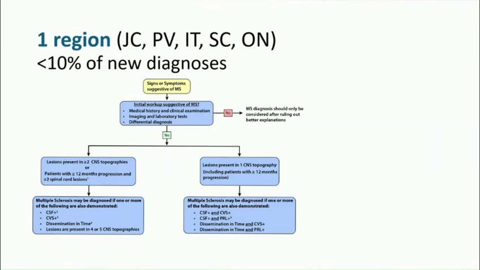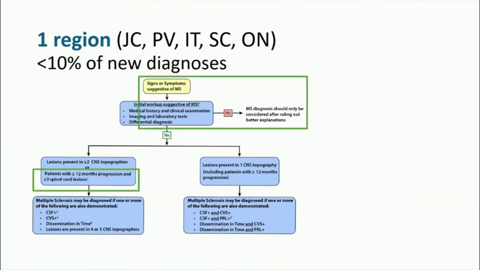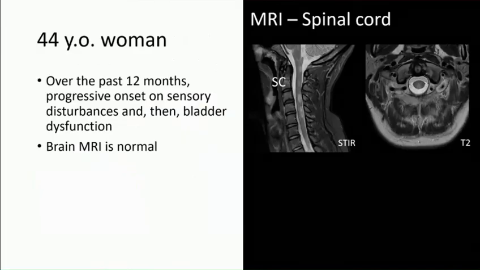In a limited number of cases, which here we have estimated below 10%, we saw in clinic people with only 1 region affected. I know it's a small number of patients, but possibly it's the most interesting patients that we might see in clinic. We have 2 different possibilities. The first possibility is people with progressive onset MS and at least 2 spinal cord lesions. The second possibility is patients with just 1 CNS topography.